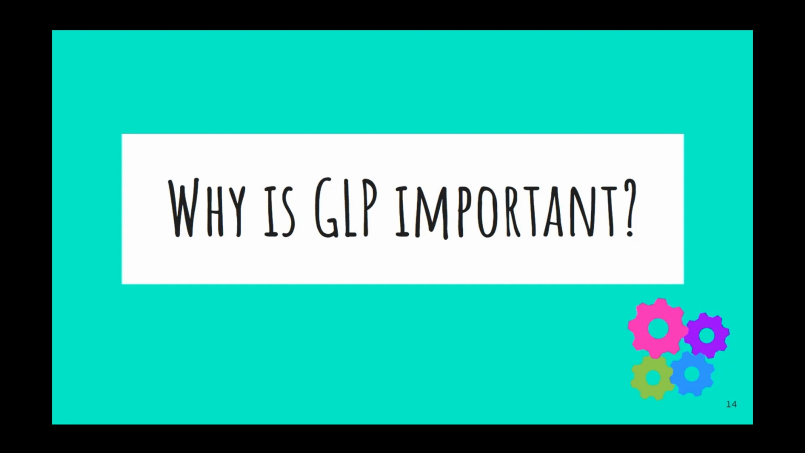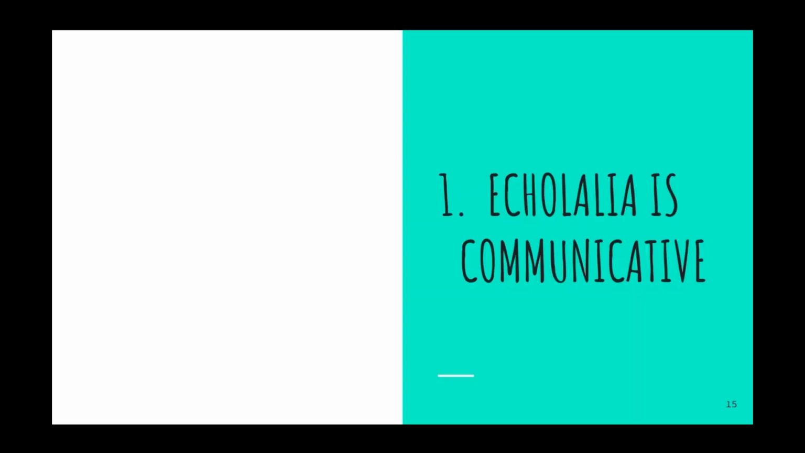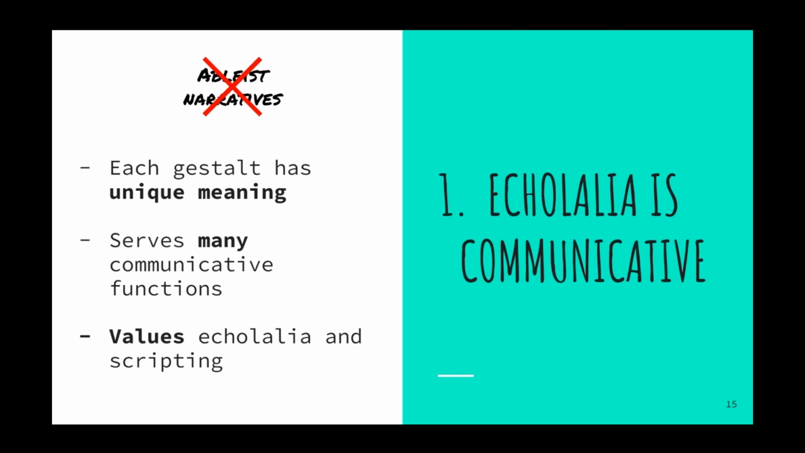So following on from that slide, we're just going to have a think about why GLP is important. The first thing is that GLP shows us that echolalia is communicative. Historically, echolalia has been seen as meaningless, and behavioural interventions have been used with autistic people to try and stop them from using echolalia. But through GLP, we know that each gestalt has a unique meaning to the person that's using it, and each gestalt is communicating something, even if it's not always clear to other people.